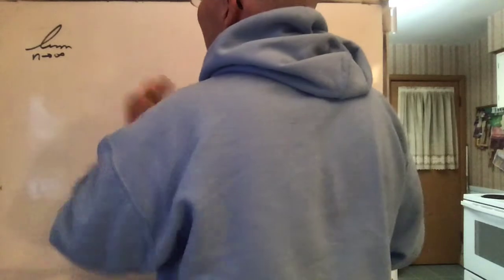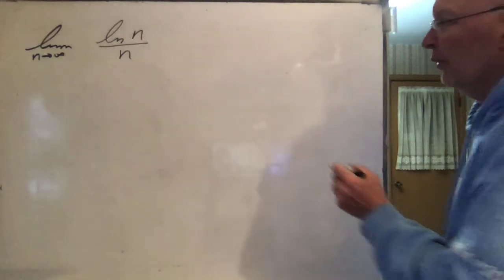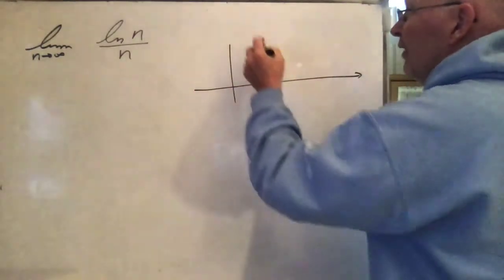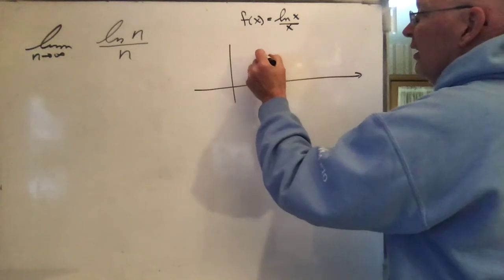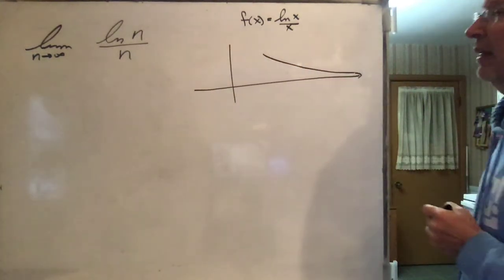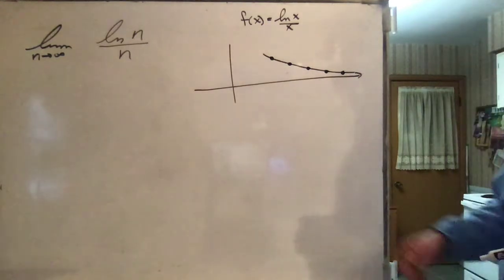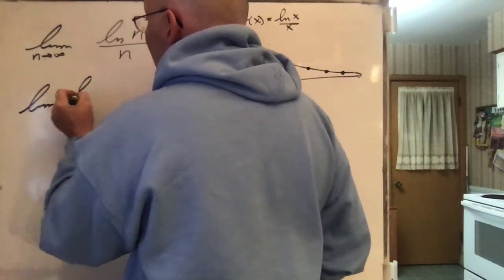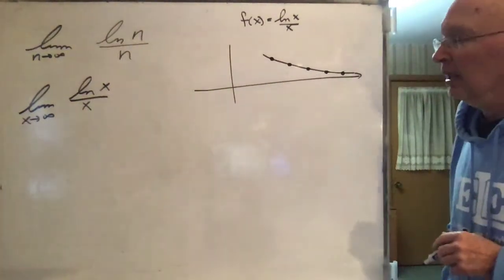Here's another one: ln of n over n. Both of those things are getting large: the ln of n gets large and n gets large. If we were to graph it, think of the whole x-axis, with f of x equal to the ln of x over x. Whatever this function looks like, it's eventually going to look something like that. Then ln of n over n is just points along that function. So all we really need to do is find the limit of ln of x over x as x goes to infinity, and whatever that limit is, the sequence's limit will be the same.